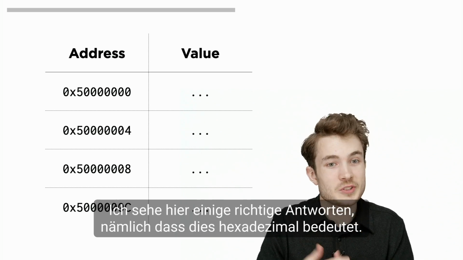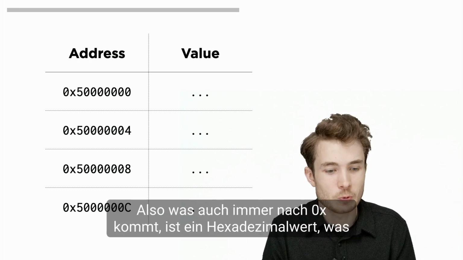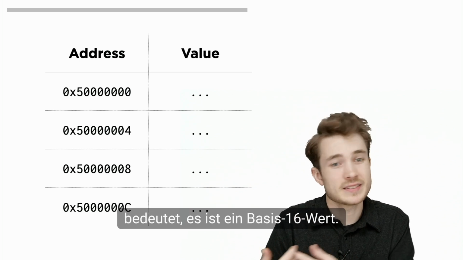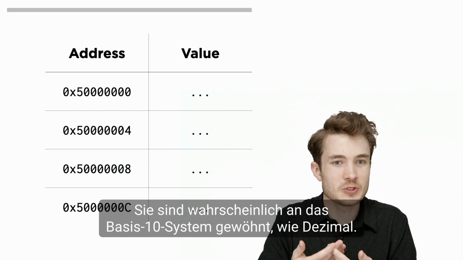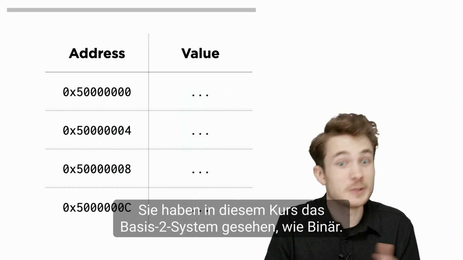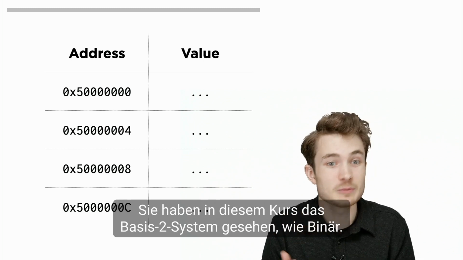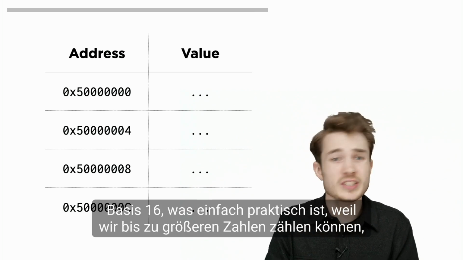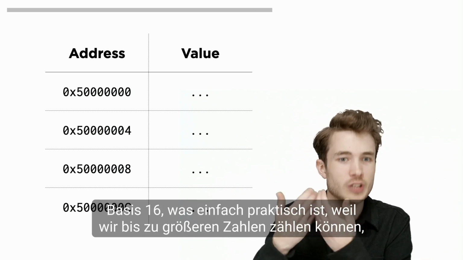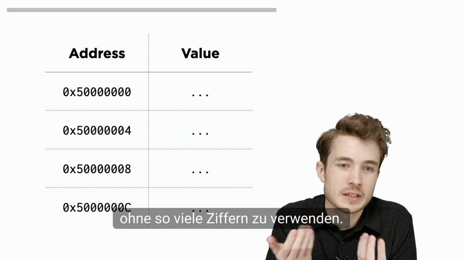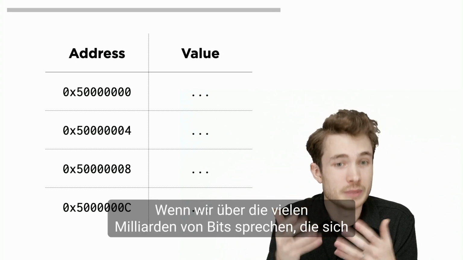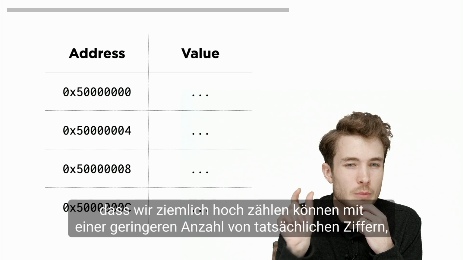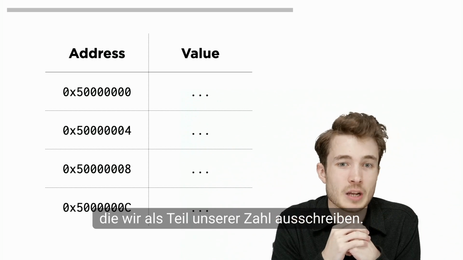So I'm seeing some right answers here, which is that this means hexadecimal. So whatever comes after 0x is a hexadecimal value, which is to say it's a base 16 value. So you're probably used to the base 10 system, like decimal. You've seen in this class the base 2 system, like binary. And now we're introducing a new one called base 16, which is just handy because we can count up to larger numbers without using so many digits. Like if we're talking about the many billions of bits that are inside of a computer, it's worth representing them in a way we can count pretty high with some fewer number of actual digits as part of our number we're writing out.